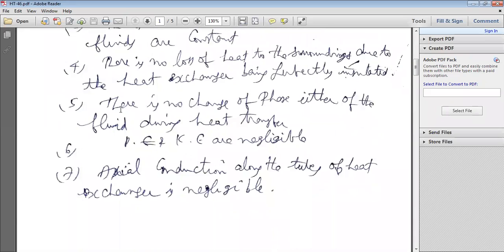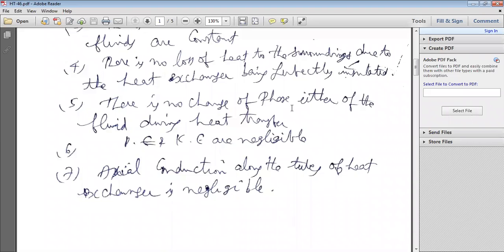And next assumption, there is no change of phase in either of the fluids during heat transfer. For example, hot fluid will be in hot fluid condition only, cold fluid in cold fluid condition only. No change of phase means fluid, that is liquid, will not change to steam or vapor. Liquid condition will not become vapor condition, or vapor will not become liquid condition. That is no change of phase.